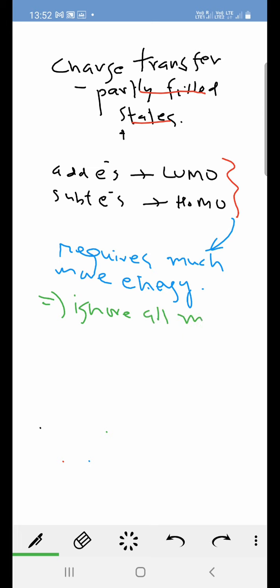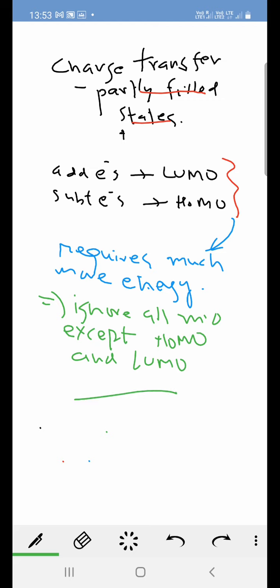We will ignore or denote all molecular orbitals except HOMO and LUMO. Okay.